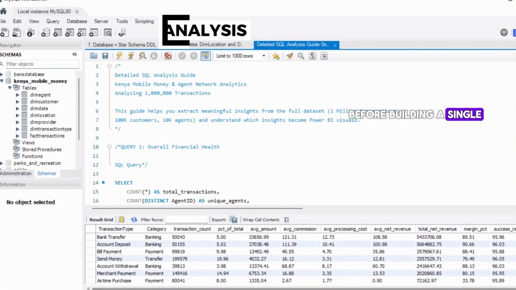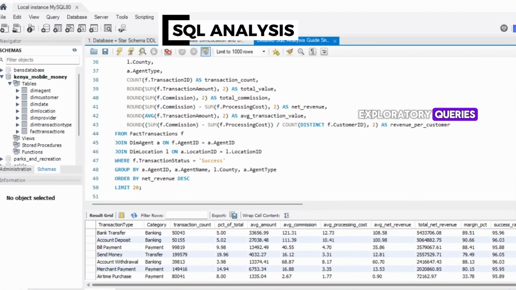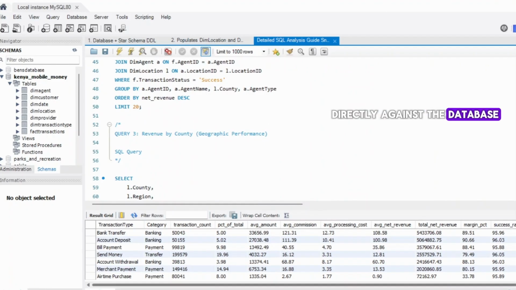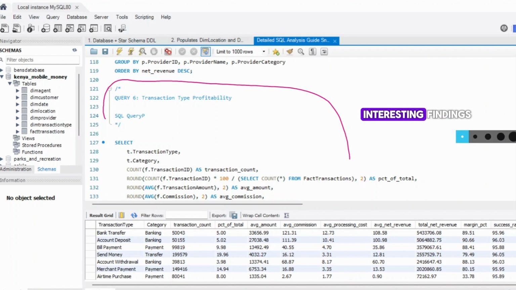Before building a single Power BI visual, I ran 10 SQL exploratory queries directly against the database. This is a step that a lot of junior analysts skip, jumping straight into visualization without first understanding what the data actually contains. This is query 6, transaction type profitability, and this is where one of the most interesting findings of the entire project emerged.